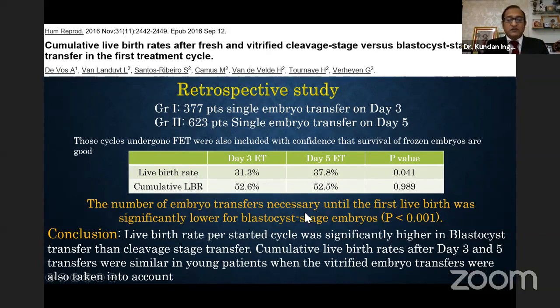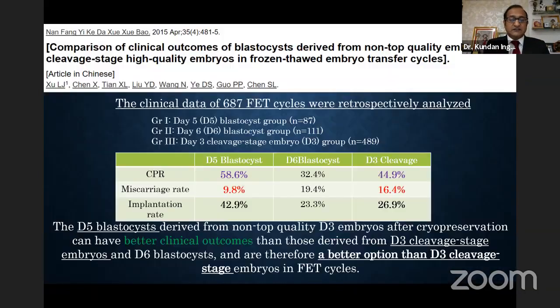The number of embryo transfers necessary until the first live birth was significantly lower with blastocyst stage embryos. That was a very important finding: the number of cycles required to get a cumulative live birth was much lower with blastocyst transfer. So they concluded that live birth rate per cycle was significantly higher in blastocyst transfer than cleavage stage transfer. We go for further analysis of this.